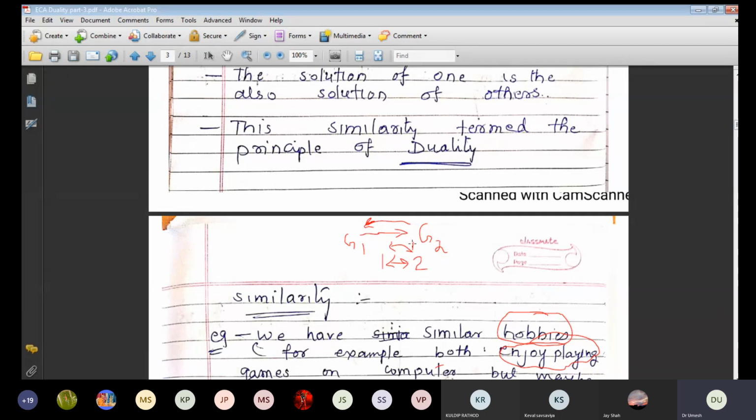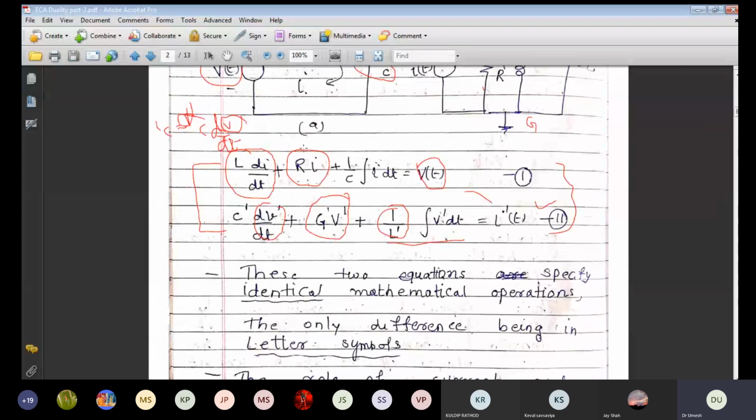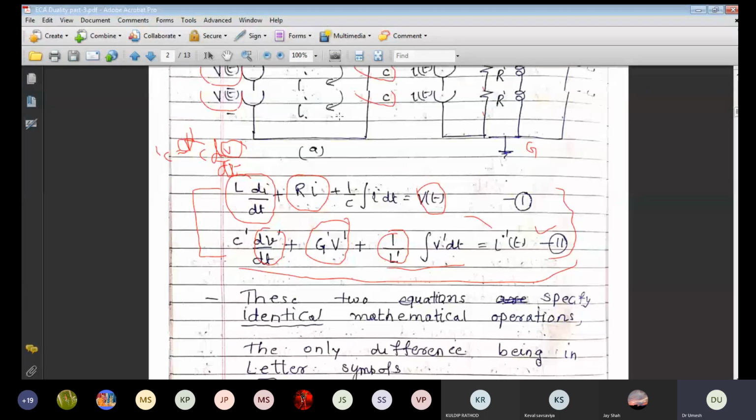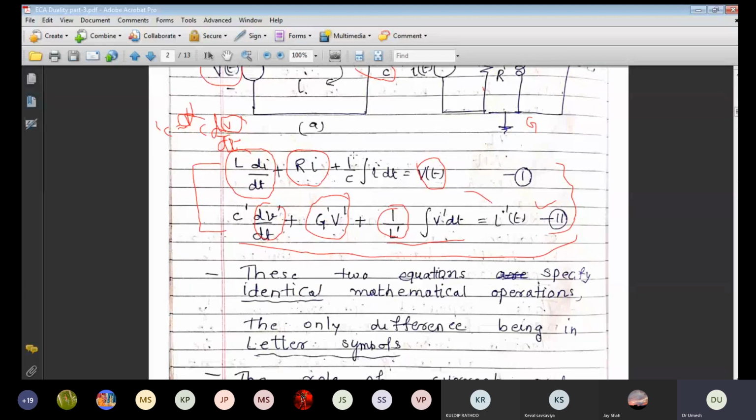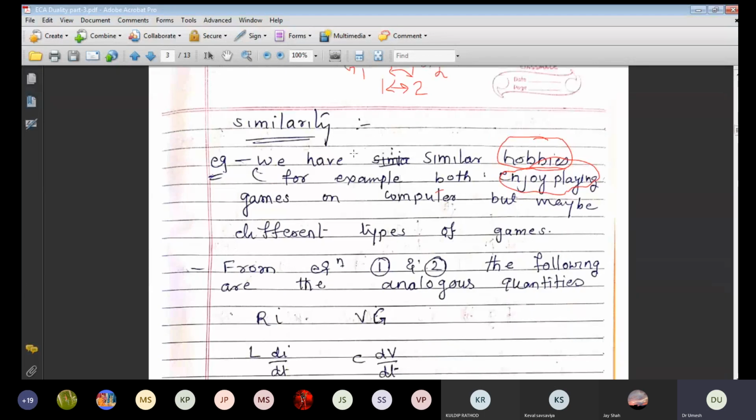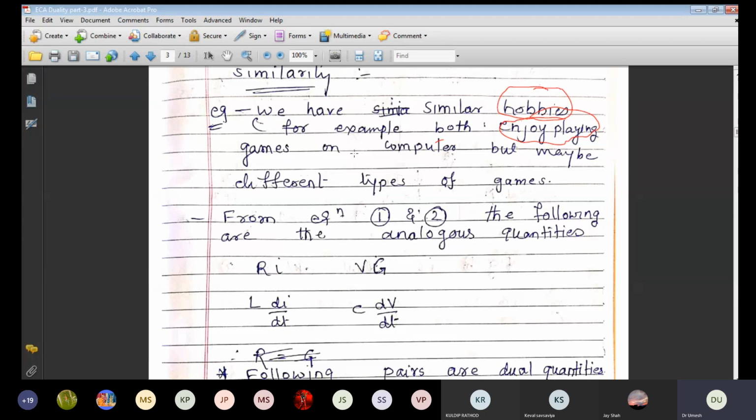The format is the game. Which game, I don't bother. So here also I want the parameter G dash. Suppose I replace R with G dash, then we can say that this is the dual network of the first network. So the value you have to replace as it is, with the unit change. I'm just taking an example also.